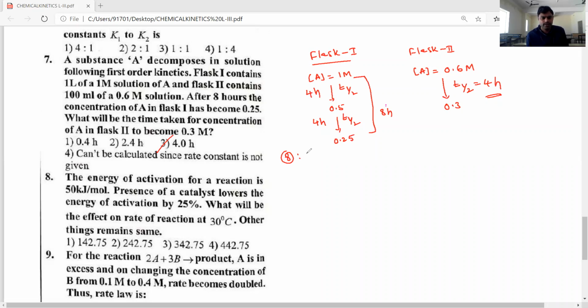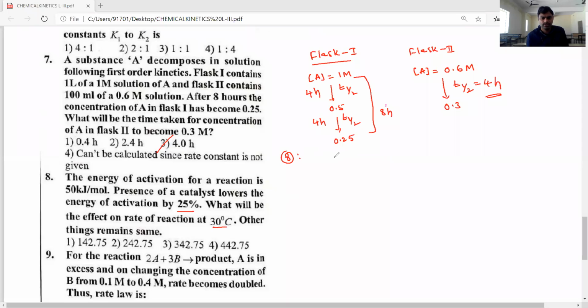The activation energy for the reaction is 50 kilojoules per mole. In the presence of a catalyst, the activation energy is lowered by 25%. What will be the effect on the rate constant at 30 degrees centigrade?